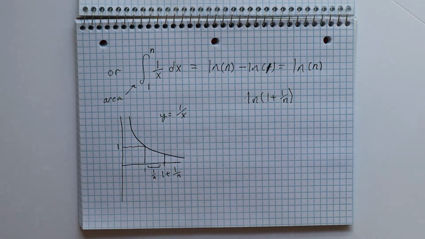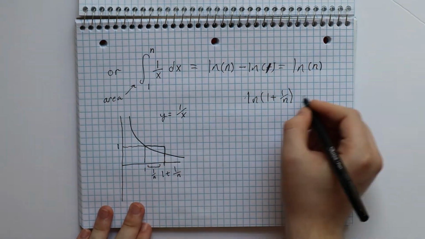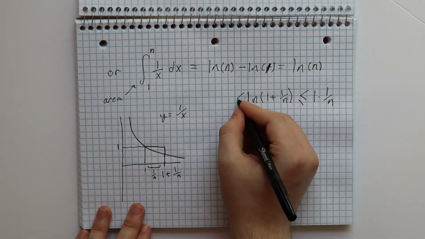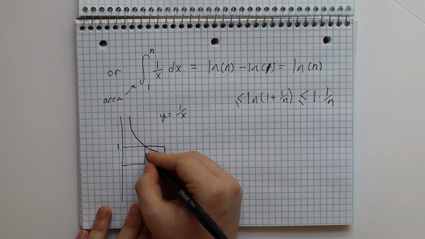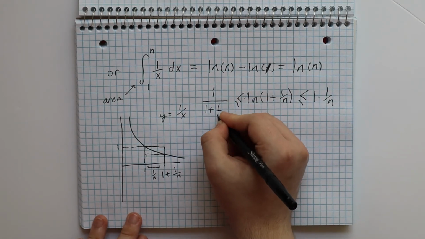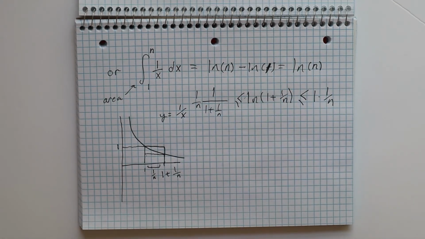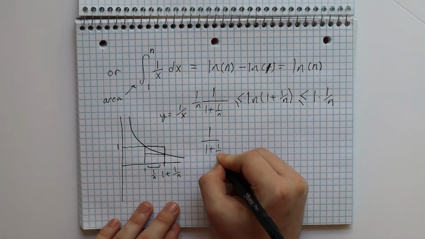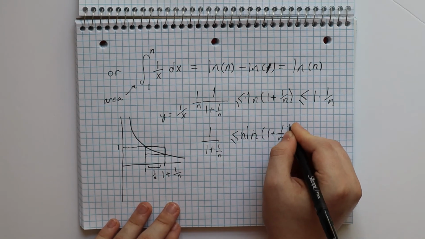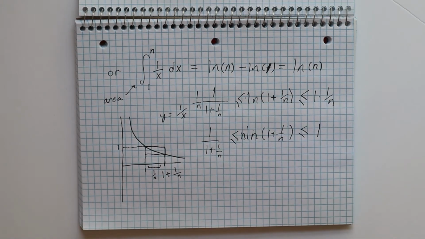This area is obviously less than or equal to this outside area, which is equal to 1 times 1 divided by n. And it is greater than or equal to this inside area, or 1 divided by n times 1 divided by 1 plus 1 divided by n. Now you might already be able to see where this is going. Now we can multiply all sides of this inequality by n to get 1 divided by 1 plus 1 divided by n is less than or equal to n times ln of 1 plus 1 divided by n, which is less than or equal to 1.